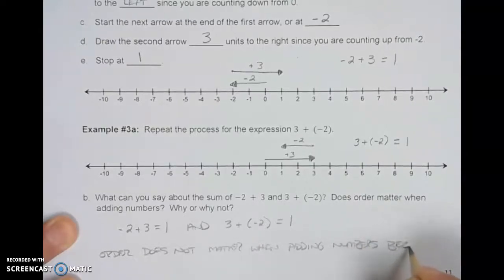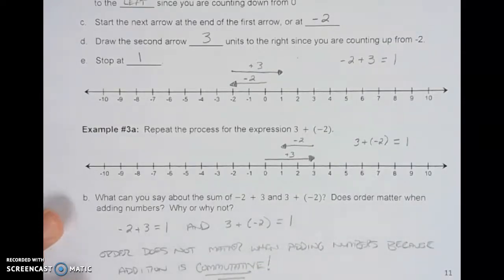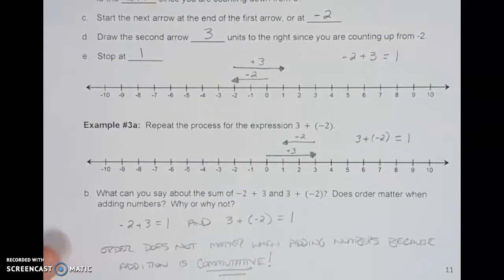Okay, and this is because the operation addition is a commutative operation. Okay, addition is commutative. All right, you may have heard of the commutative property before. The commutative property states that you can change the order of your addition. You're still going to get the exact same answer.